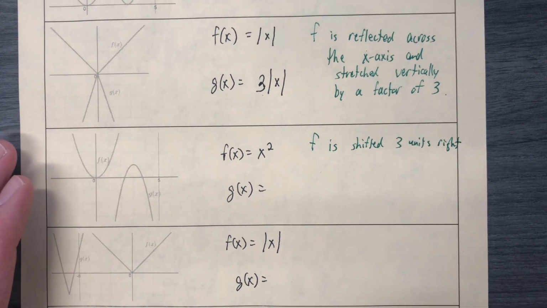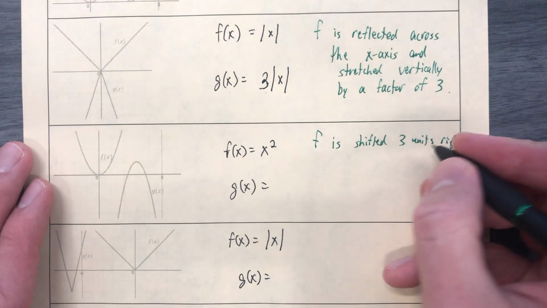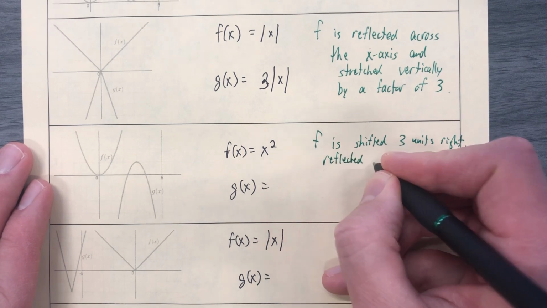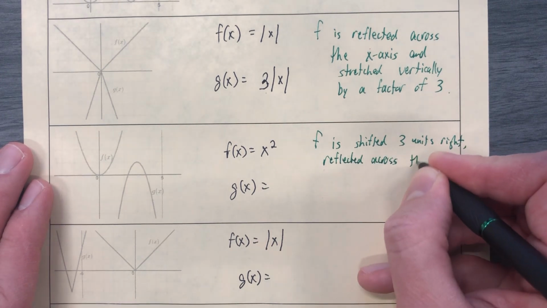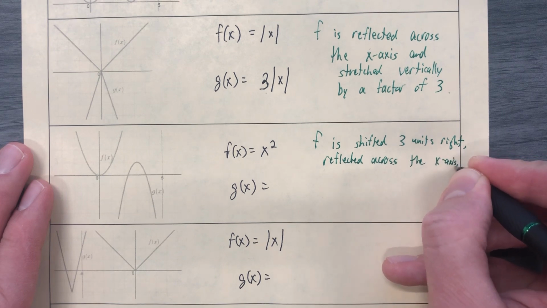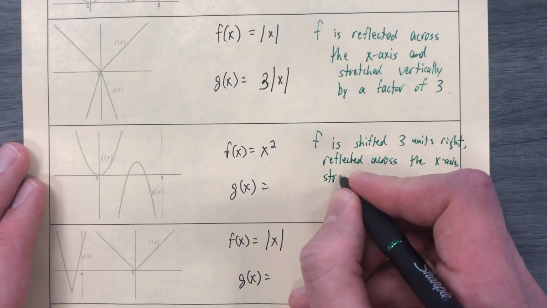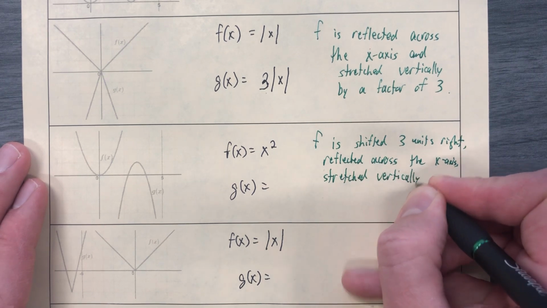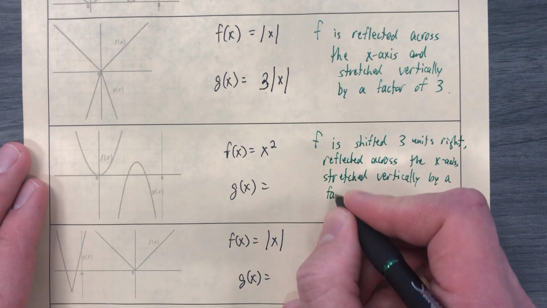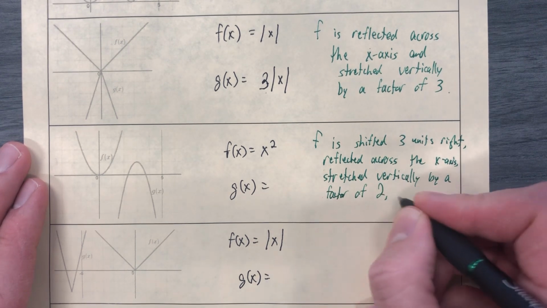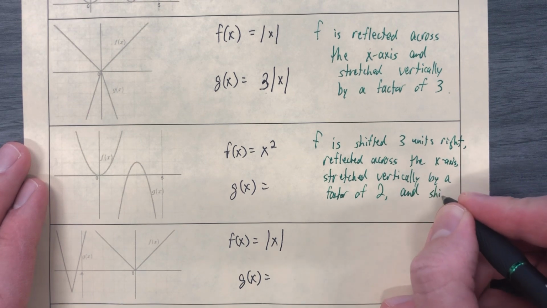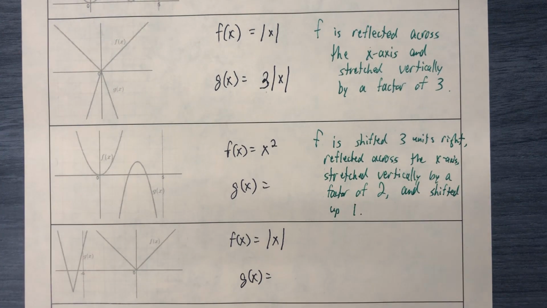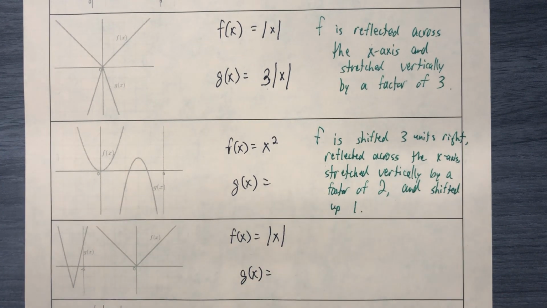I was about to say 1 unit up. I'm not going to go there yet, and there's a reason why not. 3 units right, reflected across the x-axis, stretched vertically by a factor of 2 and shifted up 1. Why did I save that shifting up 1 till last? I'll tell you in a second. Up 1.